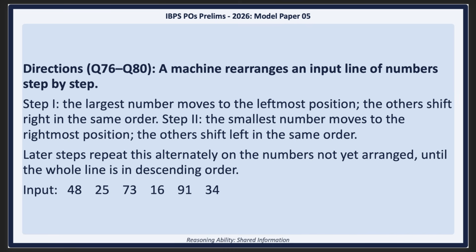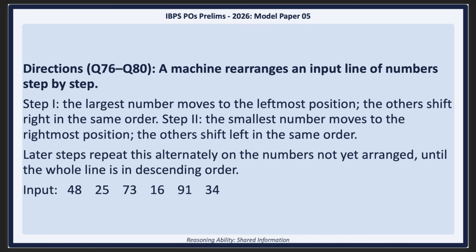Right, and on test day, do not rewrite the entire string of numbers for every single step. Yeah, that eats your clock. It really does. Just write the original line once and use little arrows or cross out the numbers as you move them mentally. So for step 3, we go back to the left side. What's the largest of the remaining unsorted books? It's 73. So we pull it to the left, tucking it just past our 91.